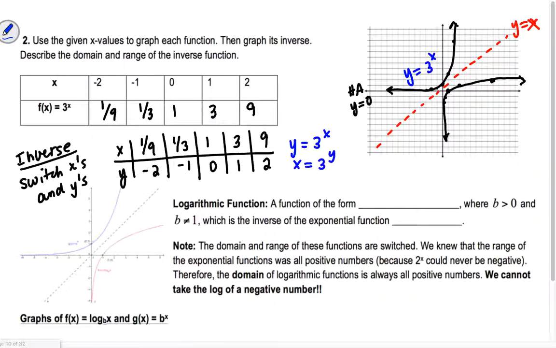So let's think about this. If I have x equals 3 to the y and I want to solve for y, I need to be able to drop that exponent. Whenever we're trying to drop an exponent, that's when you're using logarithms. So Caitlin, do you get this? What would I switch this to if I was switching forms?